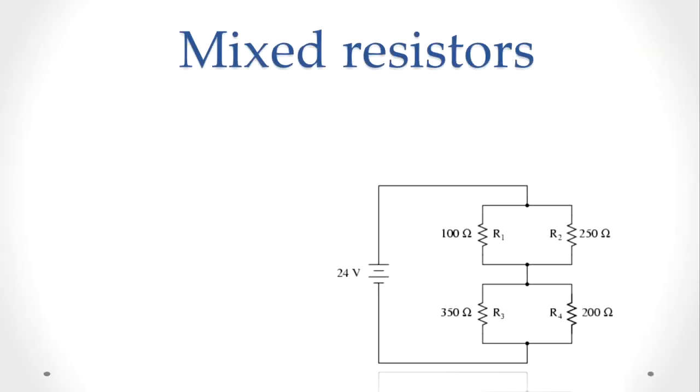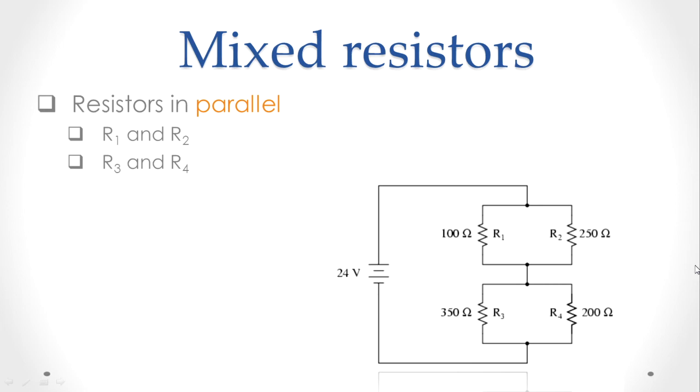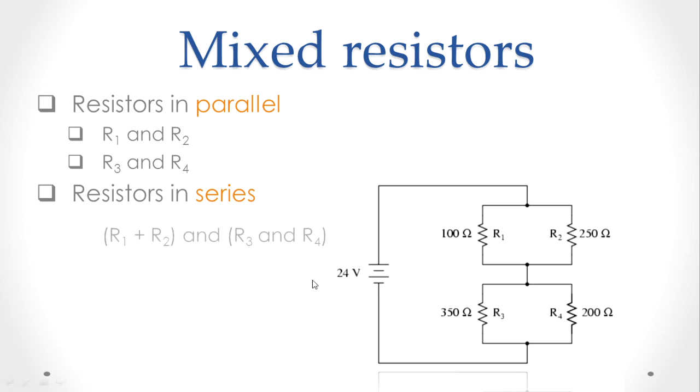So let's have a look at some mixed resistors. Okay, so we have this circuit over here. We have R1 and R2 that are parallel with each other. R3 and R4 are parallel with each other. But when we compare this side to this side, they are in series to each other.